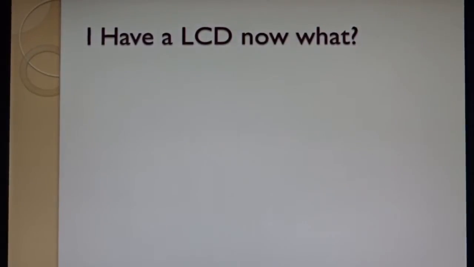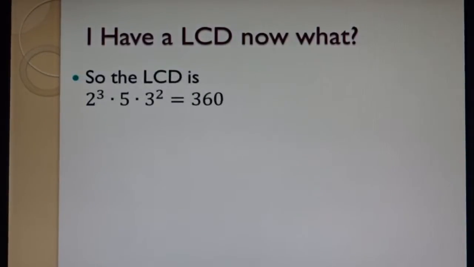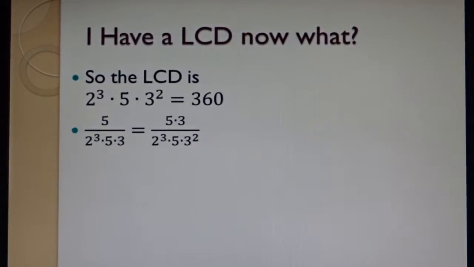I have an LCD. Now what? So your LCD is 360. Your first fraction had 2 to the third power, 5, and 3 in it. But you need the LCD. You need it to have another 3 being multiplied in there. So if you multiply the denominator by 3, you also have to multiply the numerator by 3. The key when dealing with fractions is whatever you do to the denominator, you have to do to the numerator.